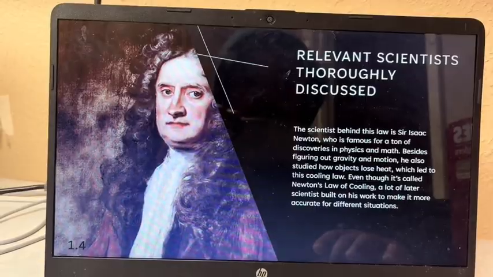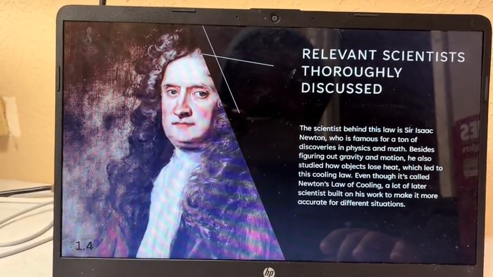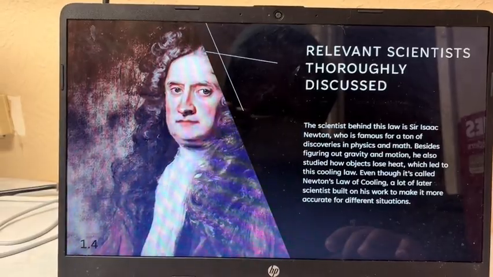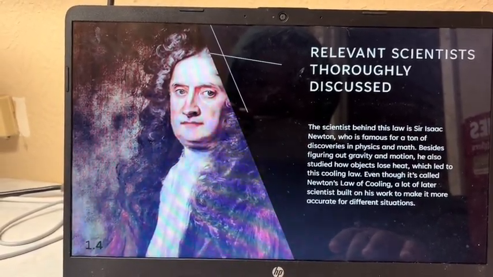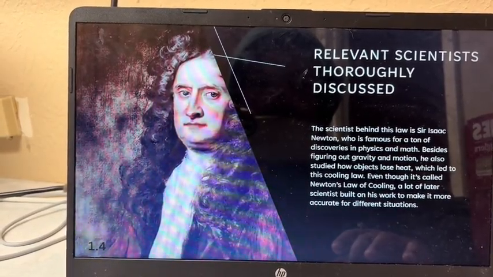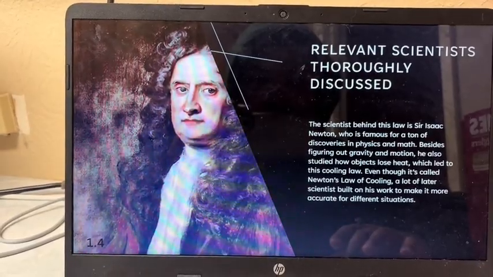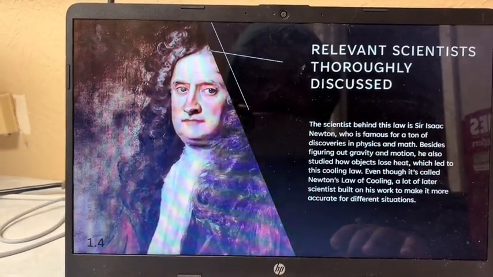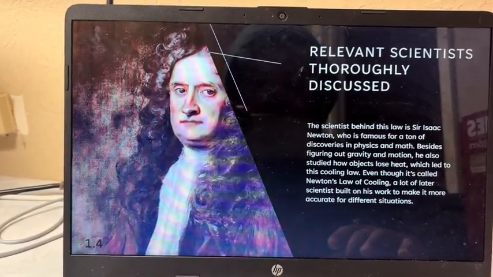Relevant scientists thoroughly discussed. The scientist behind this law is Sir Isaac Newton, who was famous for a ton of discoveries in physics and math. Besides figuring out gravity and motion, he also studied how objects lose heat, which led to the cooling law. Even though it's called Newton's Law of Cooling, a lot of later scientists built on his work to make it more accurate for different situations.